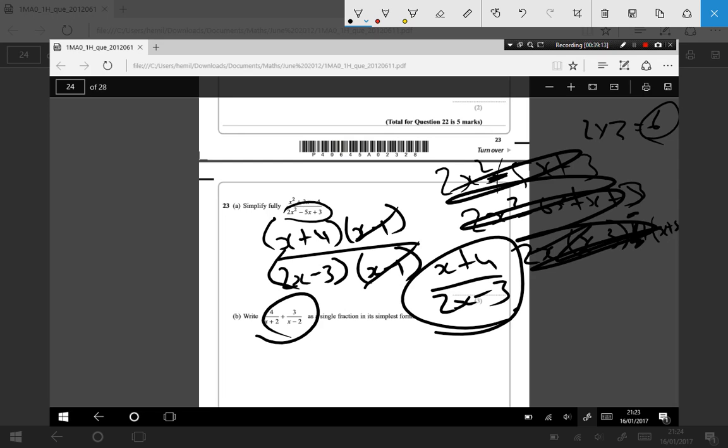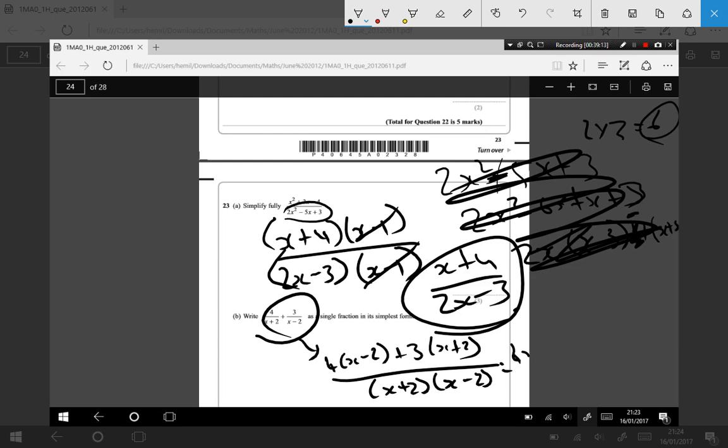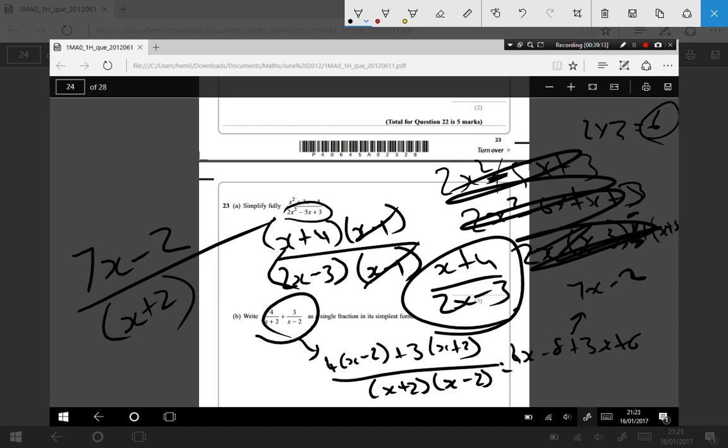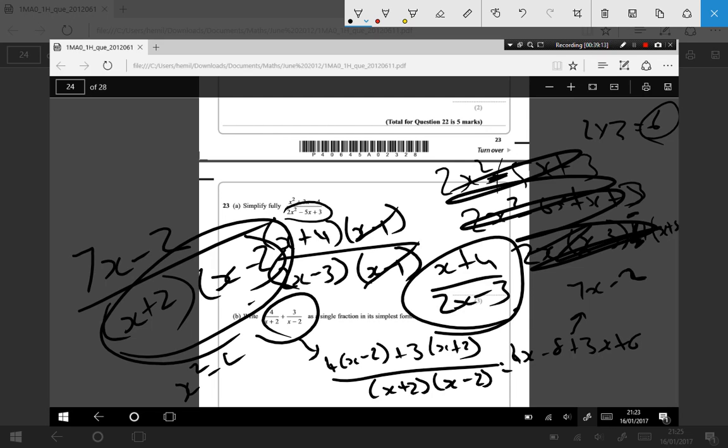And now let's just do this question as well. So, cross multiply first for 4 times x minus 2, plus 3 times x plus 2, put that over the x plus 2 and x minus 2, and you get it. So simplify that, so 4x minus 8 plus 3x plus 6, that simplifies to 7x minus 2, and that becomes 7x minus 2 over x plus 2, x minus 2. You could leave it in this form, or you could expand the x plus 2 and x minus 2, which would simply become x squared minus 4, if you were willing to do it that far.